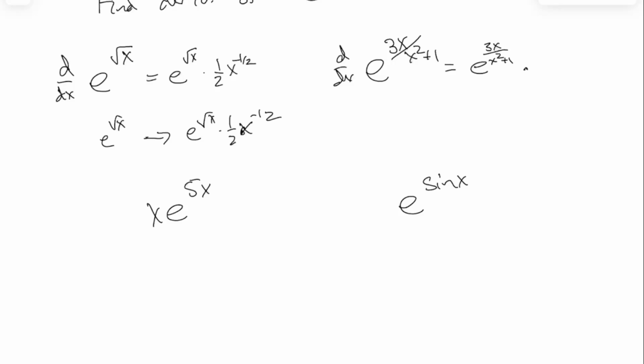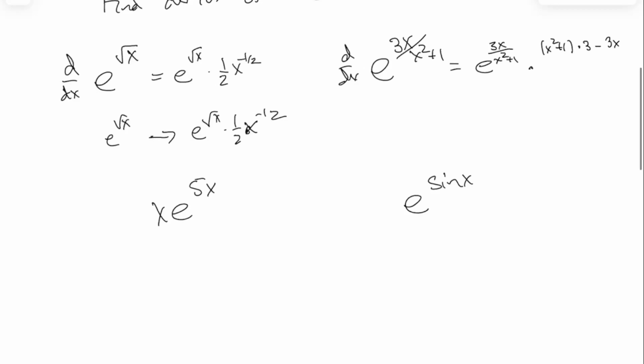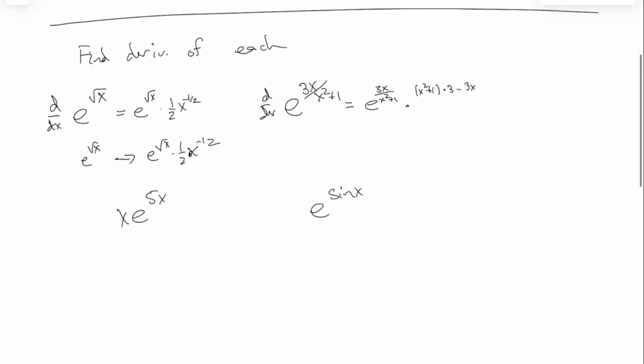And then the quotient rule. You might write it slightly differently, but I write it as the bottom times the derivative of the top, which is 3, minus the top, 3x, times the derivative of the bottom. Sorry, I'm running out of space. The top times the derivative of the bottom, which is 2x, all divided by the bottom squared, x squared plus 1 squared. That's the quotient rule. I hope everybody remembers the quotient rule.